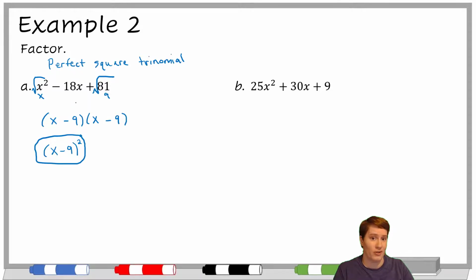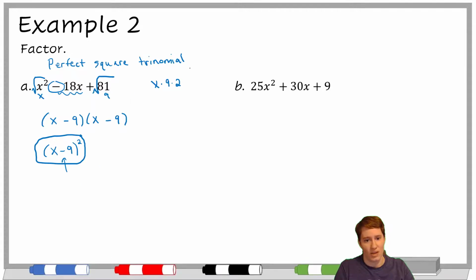The tricky part of perfect square trinomials is this middle term. So the middle term has to end up being x times 9 times 2. And then it can be either positive or negative. Whether this is positive or negative is what makes the inside of our parentheses positive or negative.